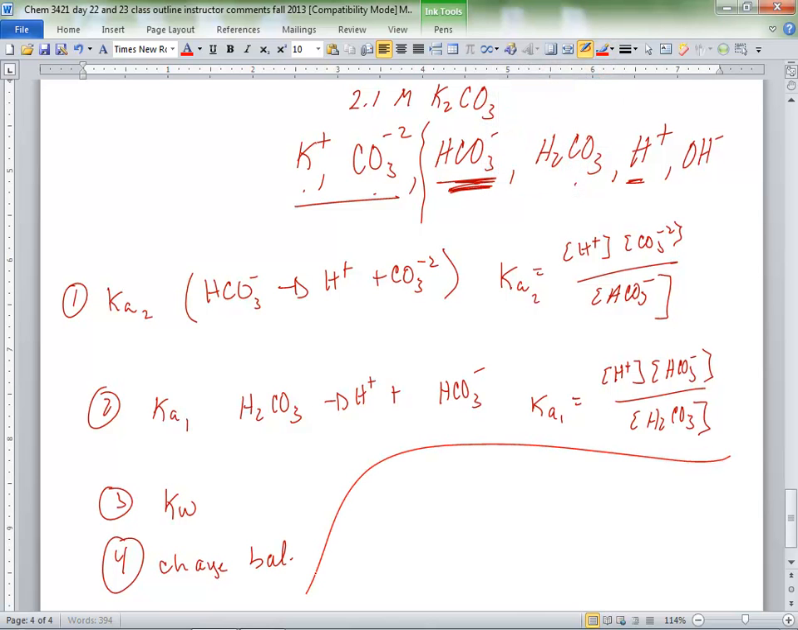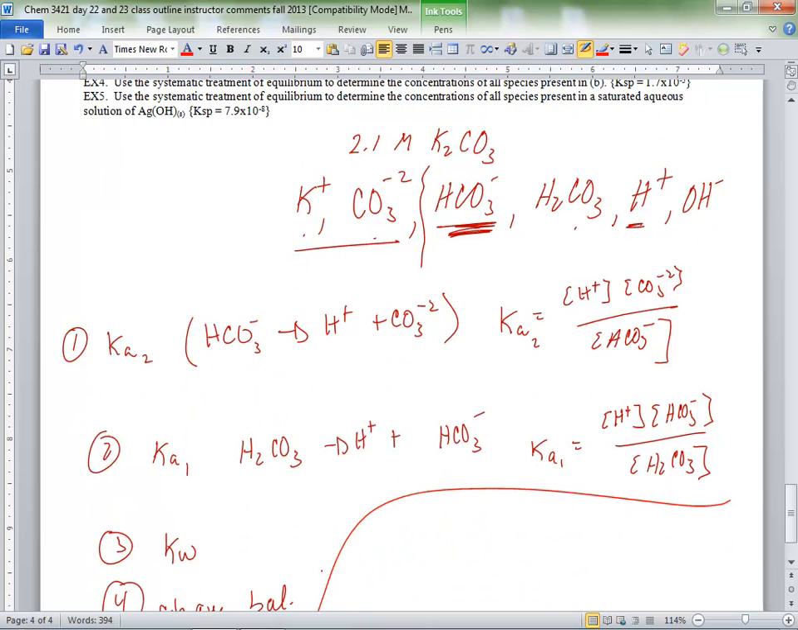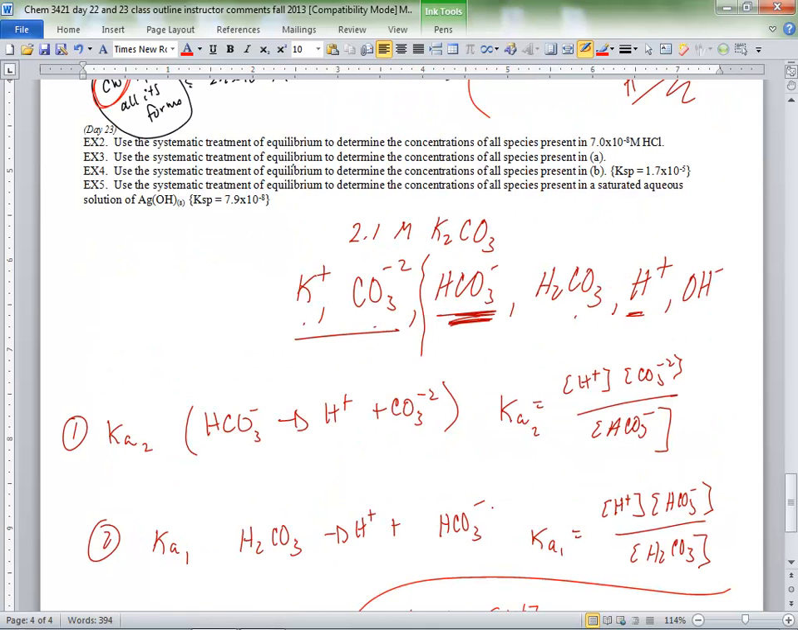So I better get 2 out of that mass balance. Okay, what can I get out of that mass balance? 4.2 equals the concentration of K plus. Good. 4.2 has to equal the concentration of K plus in all its forms. Well, that's it. There's no other forms for K plus. Good. And 2.1 molar has to be carbonate in all of its forms. So wherever you see a carbonate, there's 3 of them.